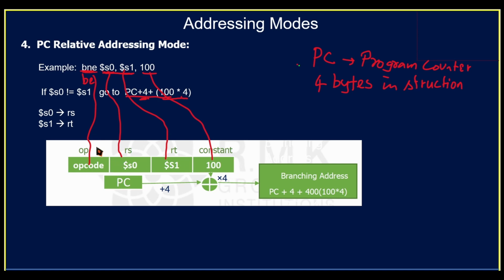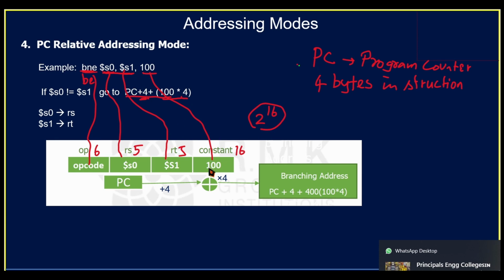Now what will be the length? You see, this will be 6 bits, and for each register field, 5 bits, 5 bits. What are the remaining bits? 10 plus 16. So 16 bits will be available to represent this value. So that means you may use only up to 2 power 16 in this instruction. If you use 2 lakhs, 10 lakhs like that, you may not do it here. So the maximum value that can be given in the instruction is only 2 power 16 because the number of bits used here is 16, right? And when all these are combined, it will go to that specific address.